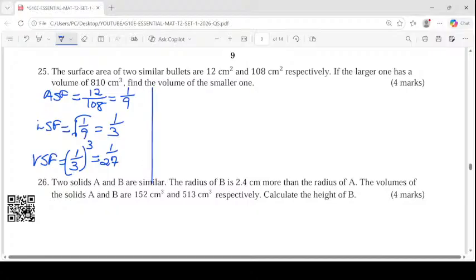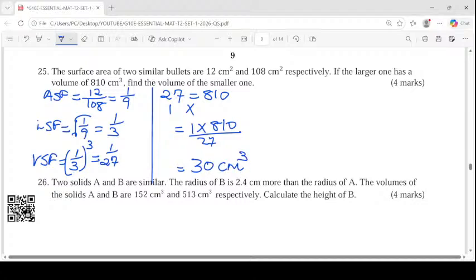After having that, if the volume of the larger one is 810, the larger one is represented by 27. So if 27 represents 810, what about the volume of the smaller one represented by 1? You cross multiply. This will be 1 times 810 divided by 27, which gives 30. This becomes 30 cubic centimeters for question number 25.